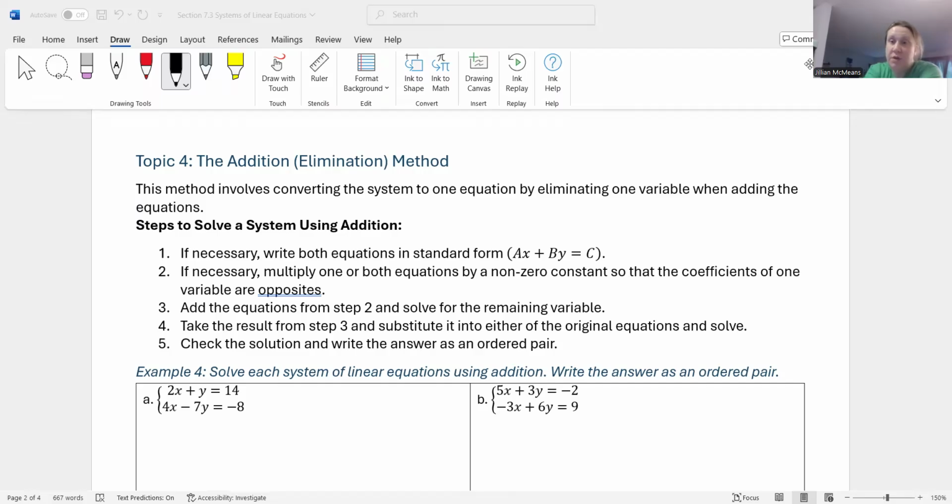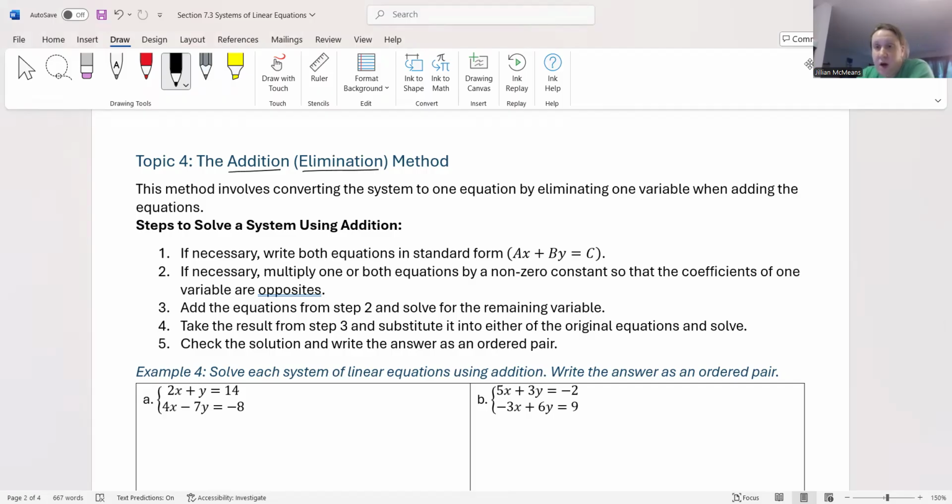For topic 4, we're going to look at solving systems of equations in two variables using the addition method. Some books will call it the addition method. Other books will call it the elimination method. I call it either interchangeably, so just know that they both mean the same thing.